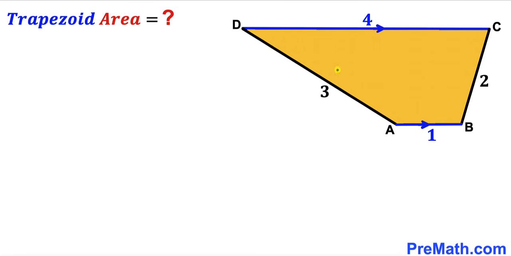In this video, we have got this yellow shaded trapezoid ABCD, as you can see in the given diagram, such that side length CD is 4 units, side length BC is 2 units, side length AB is 1 unit, and finally side AD is 3 units. Moreover, side AB is parallel to side CD. Now our task is to calculate the area of this trapezoid ABCD.